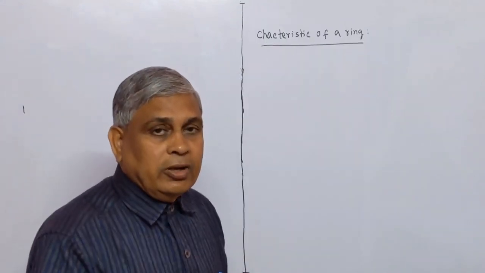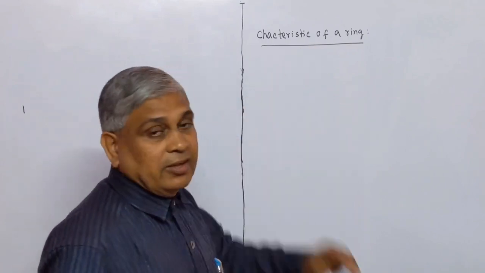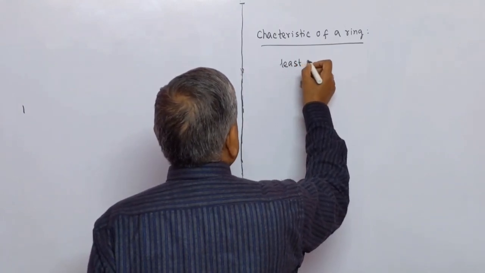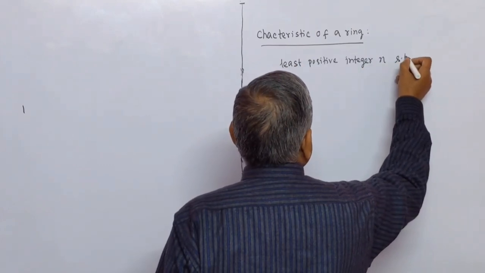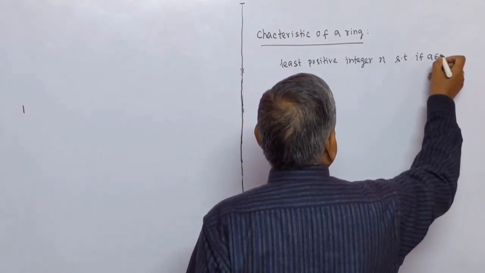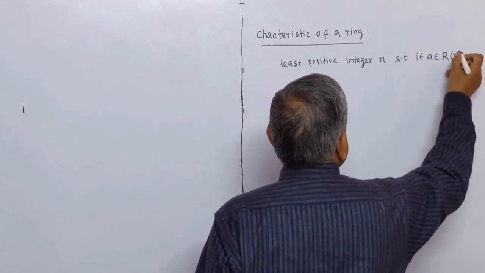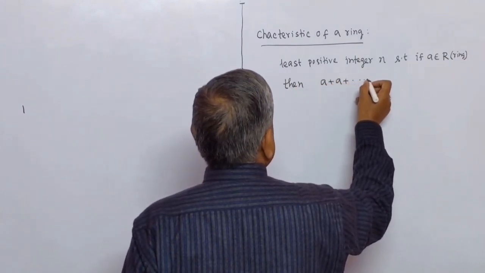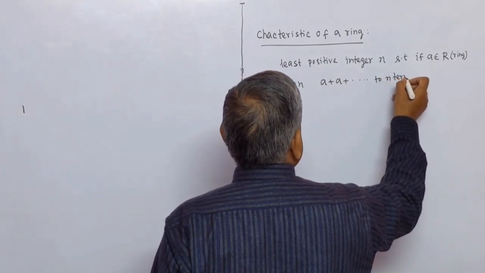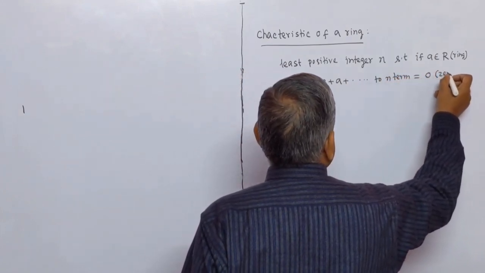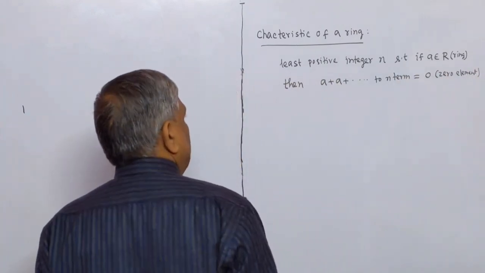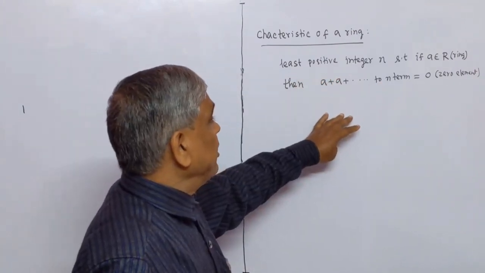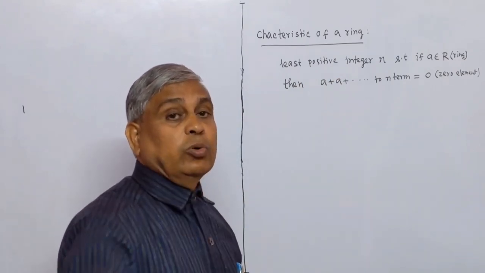Now we will learn a new concept, the characteristic of a ring. The characteristic of a ring is the least positive integer n such that if a is any element of the ring, then a + a + ... + a, n terms, gives the 0 element. If we do not get any such number n, then we say that the characteristic of that ring is 0.